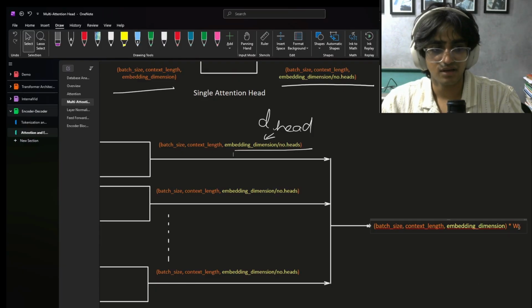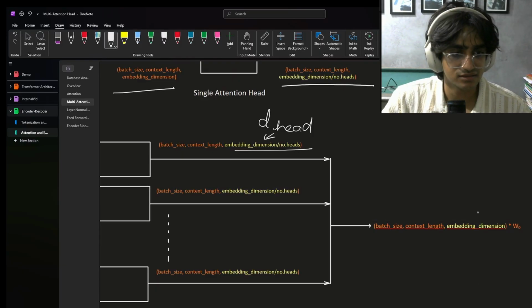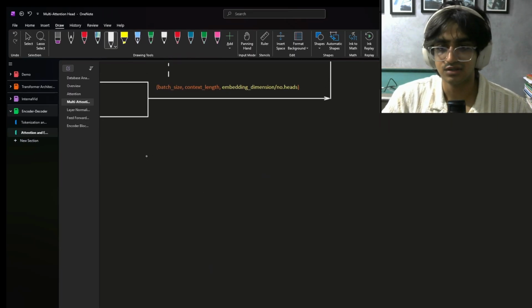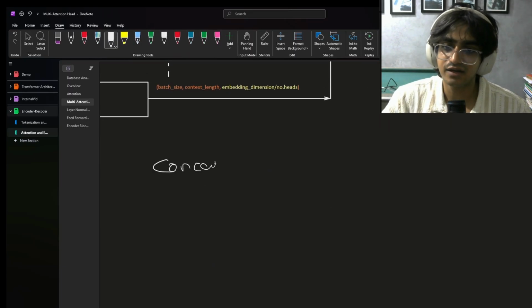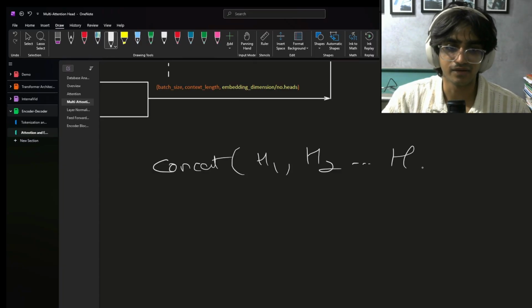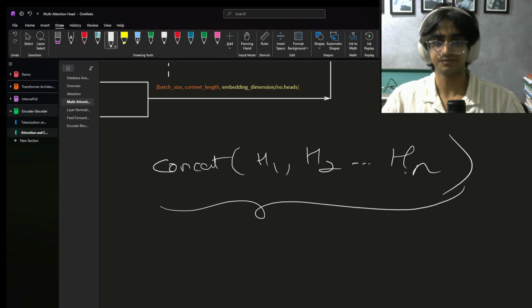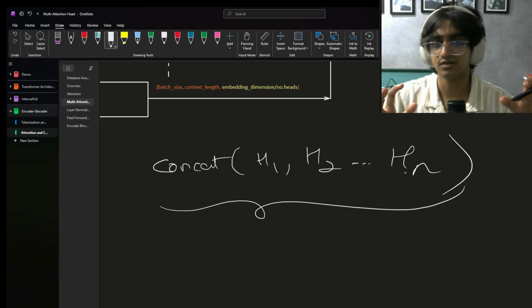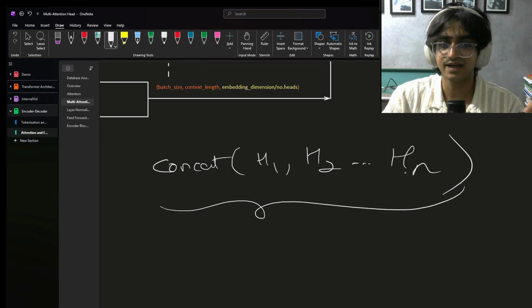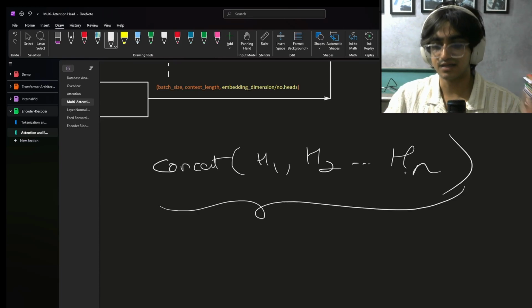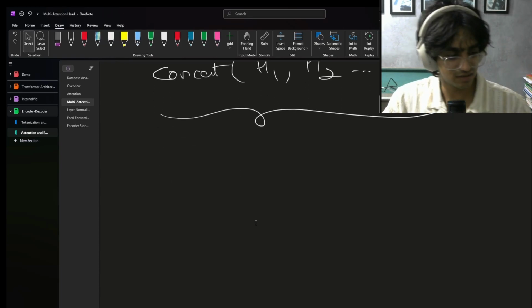This is the shape. And you might be wondering why there is a W0. Why didn't we just do this operation, which is to concat your head 1 output, your head 2, up to however many heads you have? Why did we not just concatenate it directly? Now the issue, if we just concatenate it directly, is that each attention head, okay, let me just show you something.